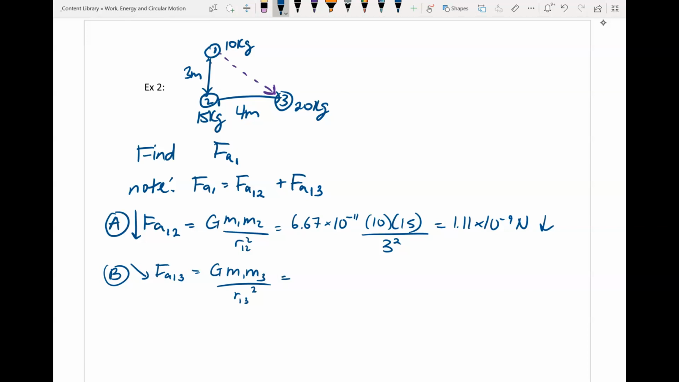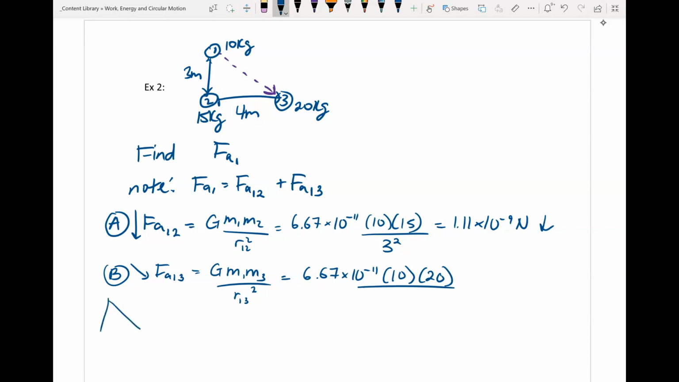So this is going to be 6.67 times 10 to the power of negative 11 multiplied by 10 kilograms multiplied by 20 kilograms, and we still need to find that distance between 1 to 3.